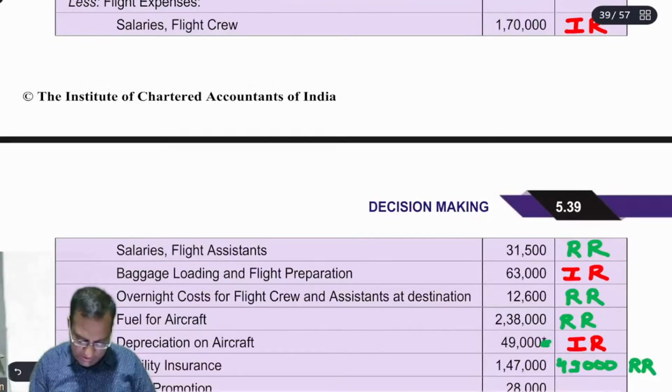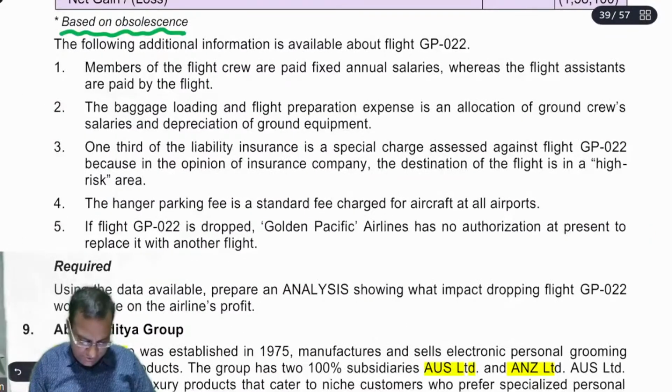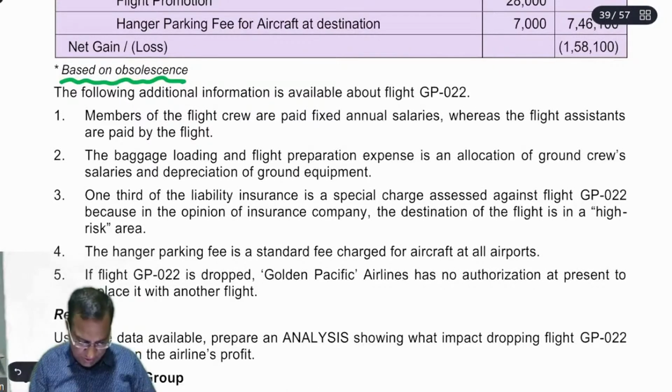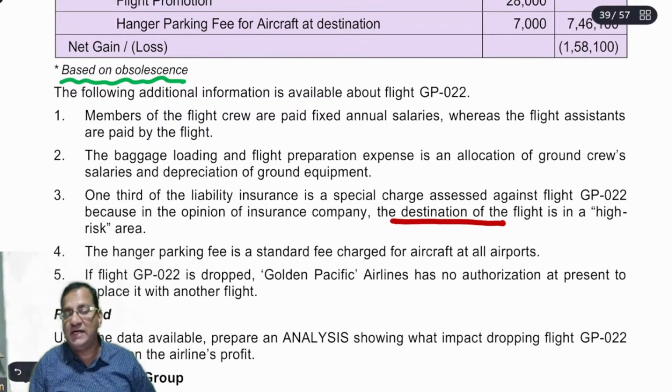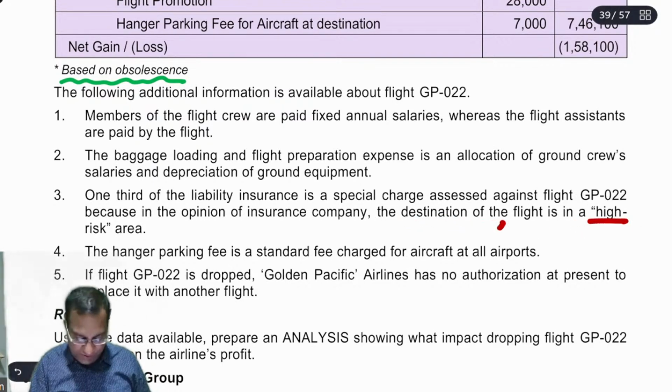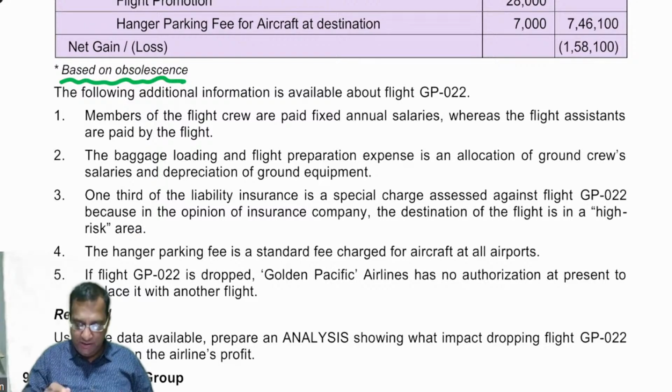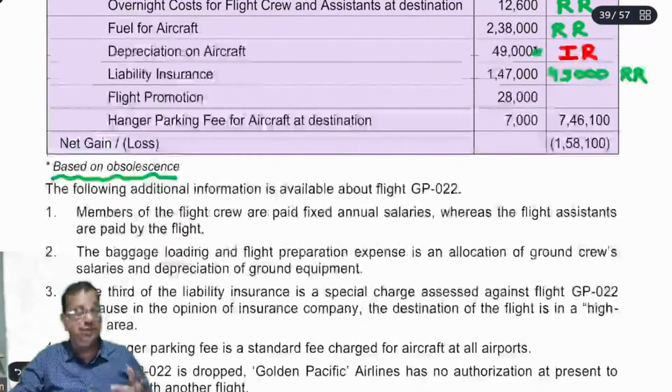Okay. Why is this a special liability insurance? It has been given in the question because in the opinion of the insurance company, the destination of the flight, that is Leh, is a high risk area. So out of 1,47,000, 98,000 is the normal insurance.